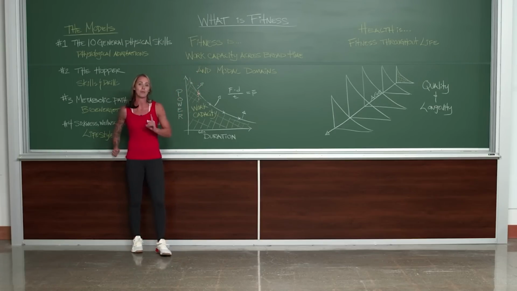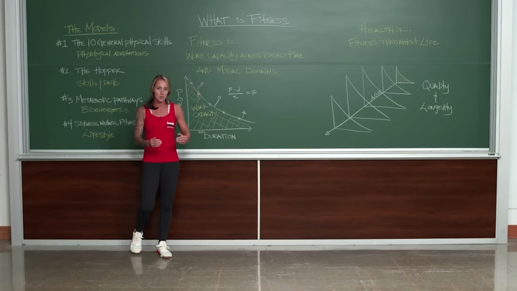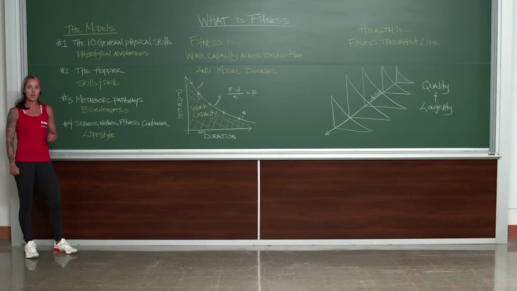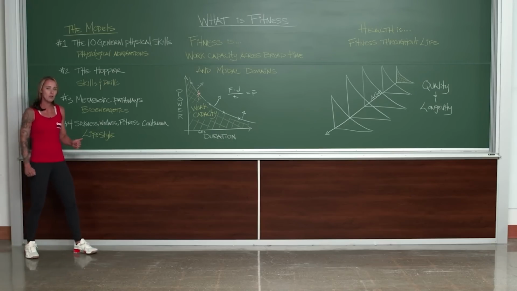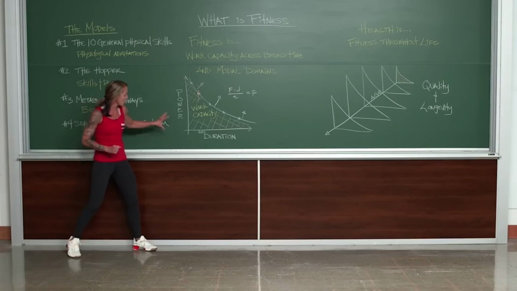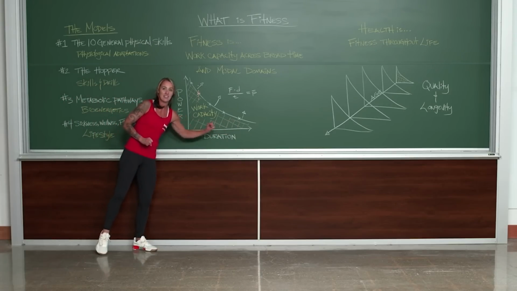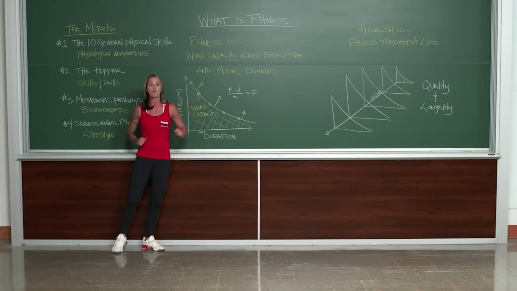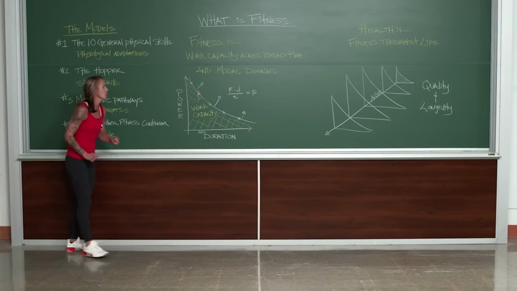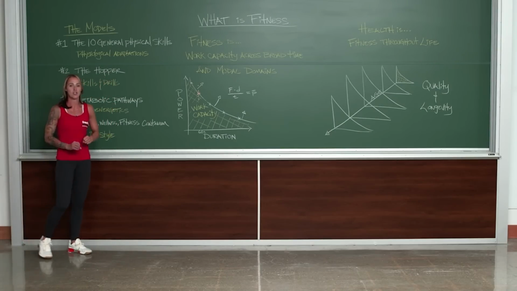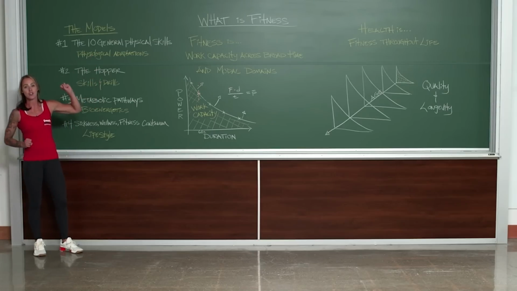Now, how do the models play into our definition? Well, let's peel back. We have model number 3, the metabolic pathways. Remember we talked about short, medium, and long time domains? Well, that is represented down here on the x-axis, short, medium, and long. We want to go across a whole range of durations. Models 1 and 2, the 10 general physical skills and the hopper, a balance of physiological adaptations and a balance of skills and drills.